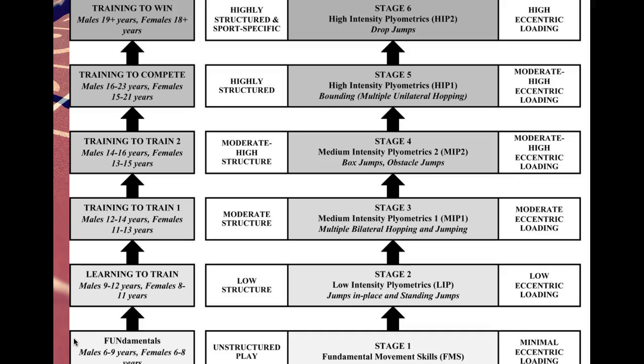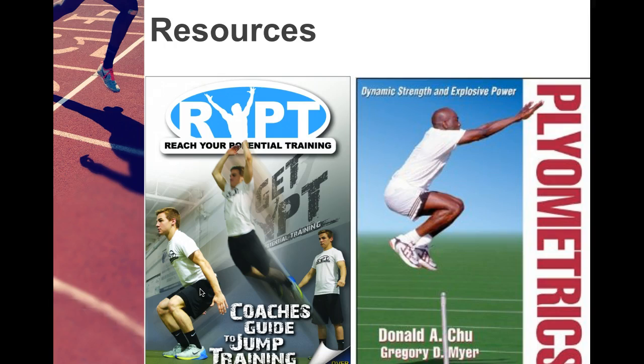Okay, this is a great little picture here, looking at kind of how to progress things. Unrestricted play, all the way from the bottom up to high structured sport specific. Okay, and it also goes, if you look at the left side here, fundamentals to learning to train, to training to want, to learning to compete, and then training to win. So Lloyd does a great job of understanding stages, not only of loading and eccentric loading in this case, but also relaying that to possibly age ranges that might help you program and design.